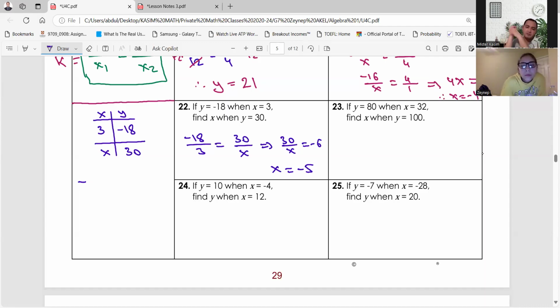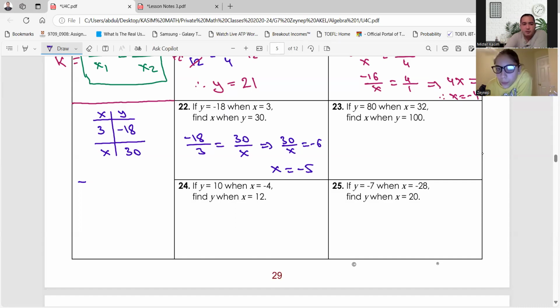Okay, using these methods, you need to practice how to put numbers into the table and use it. Can you solve 23? Then let's solve 23, 24, 25. We will finish the class, okay? 3 questions. If y equals 80 when x equals 32, find x when y equals 100.